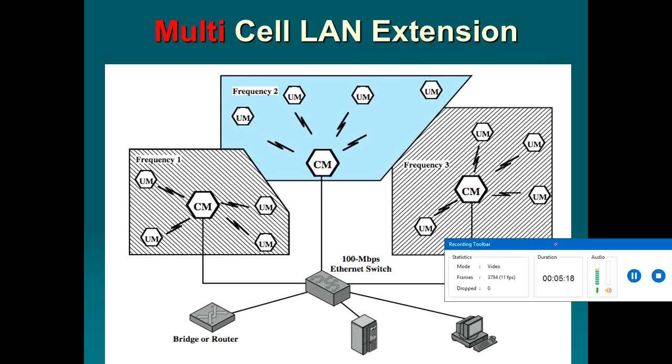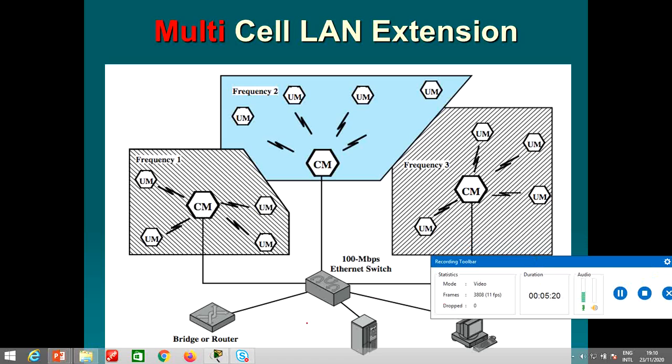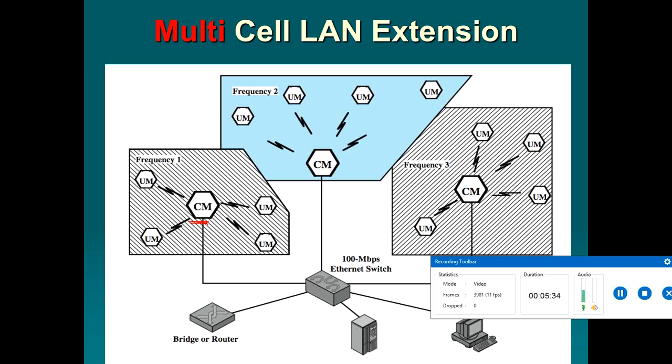Now this is an example of the multi-cell extension. This is an example of the multiple cell wireless LAN, or multiple cell LAN extension. Why? Because there are multiple control modules. I have a control module over here, a control module here, and a control module here. All these three control modules are connected to a single Ethernet backbone.